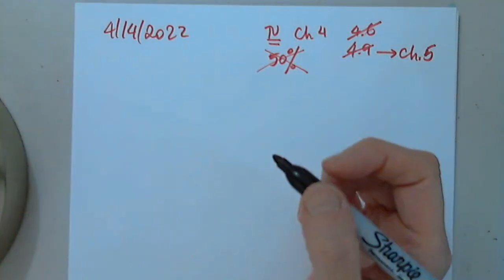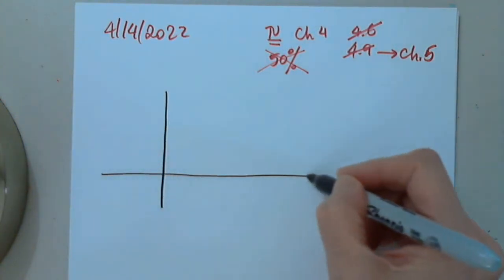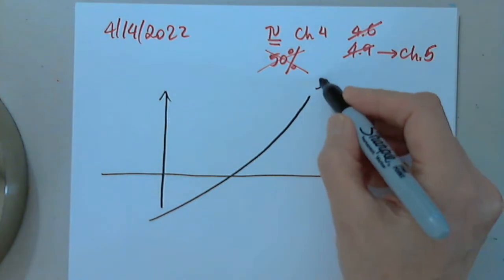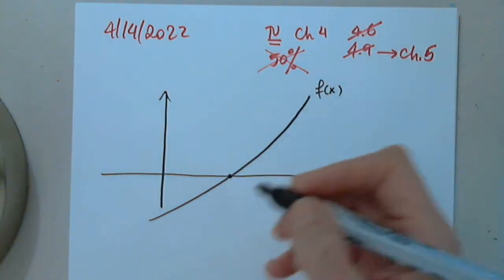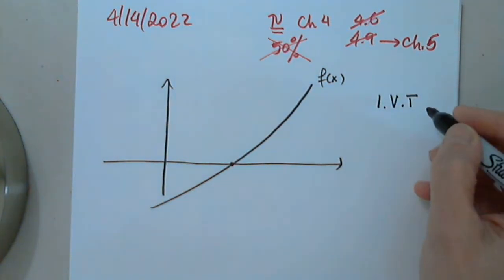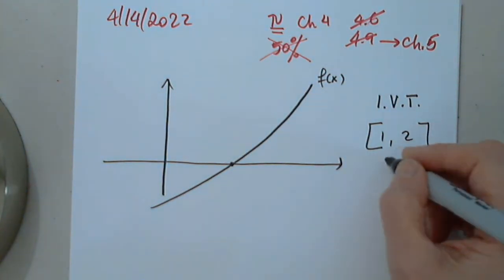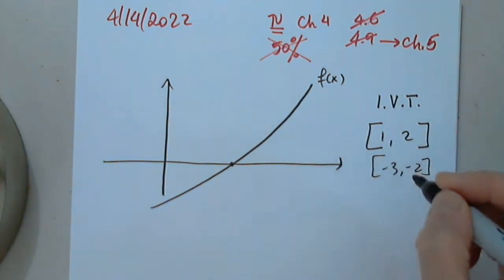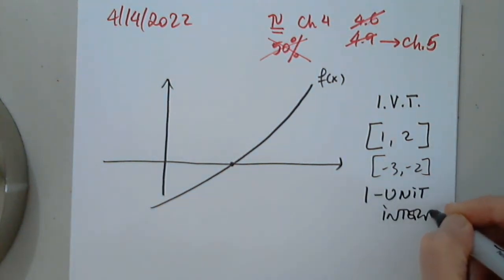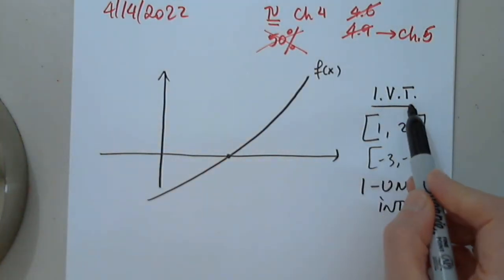Back, because some of you were not here last time, so let me just show the method again. So this is a function, and of course we see it's continuous, and by the intermediate value theorem we can determine a 1 unit interval, like 1 to 2 or -3 to -2, where the function is 0 by the intermediate value theorem.